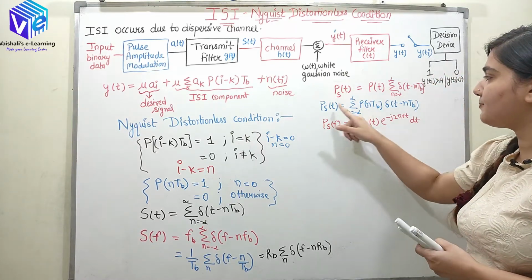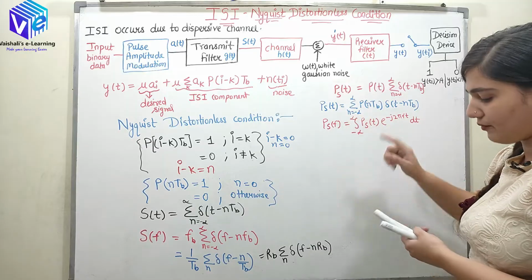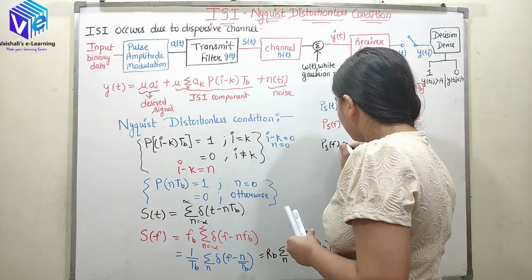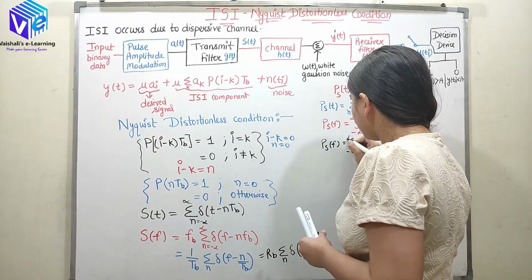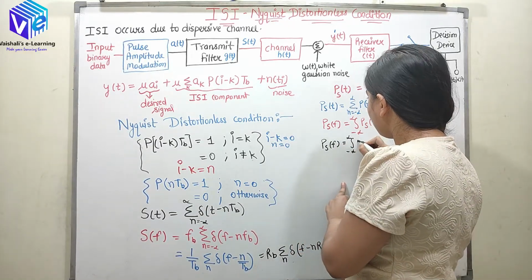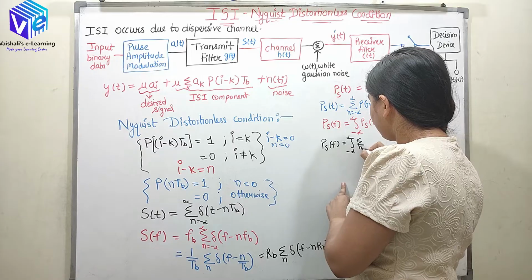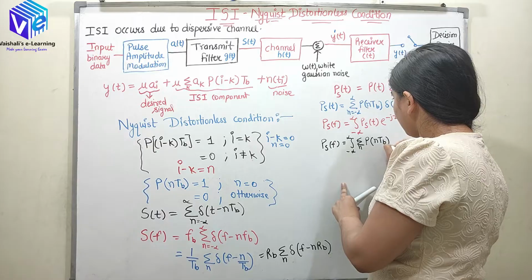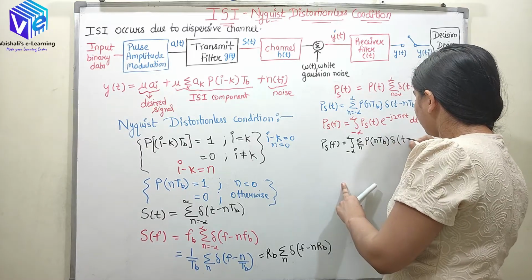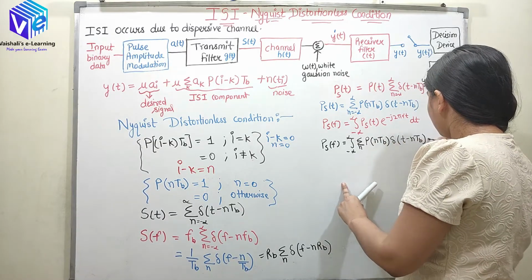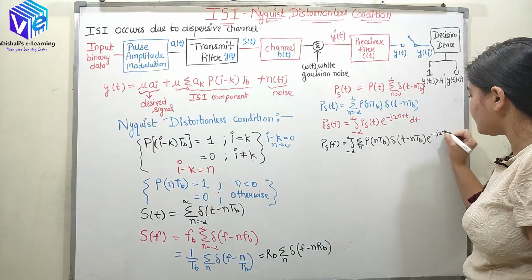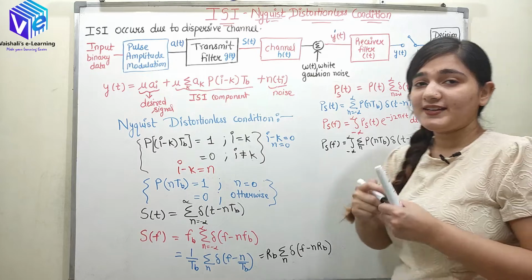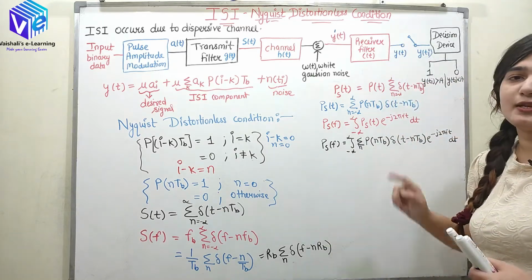So what I'll do, I'll just put the value of PS(t) over here. So PS(f) equal to the integration from minus infinity to infinity, and here we have the summation over n of P(nTB) multiplied with delta(t minus nTB) into e raised to power minus j 2 pi f t dt. So now the task is to simplify this equation.